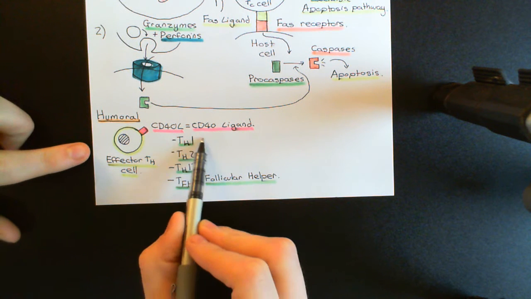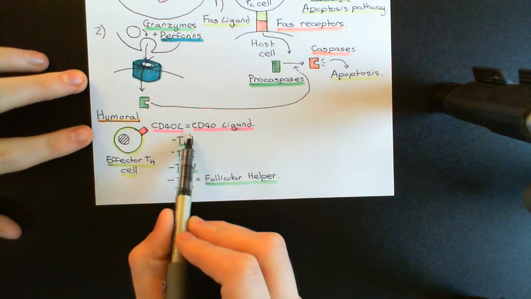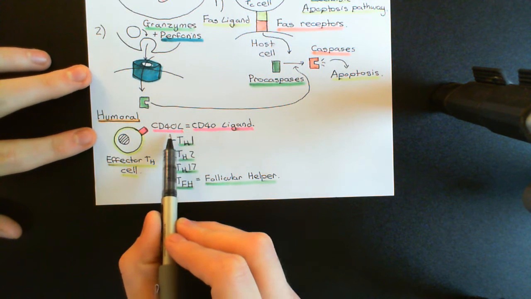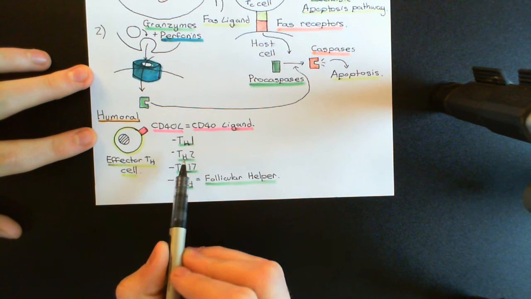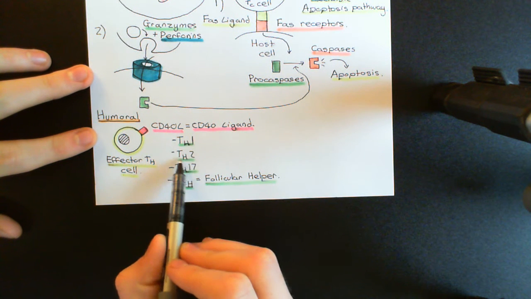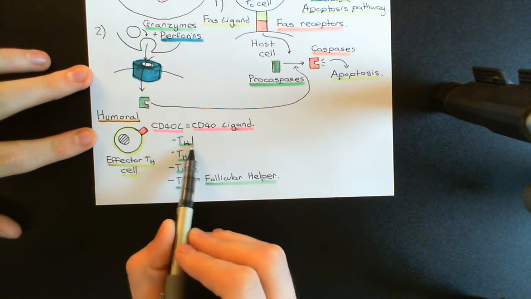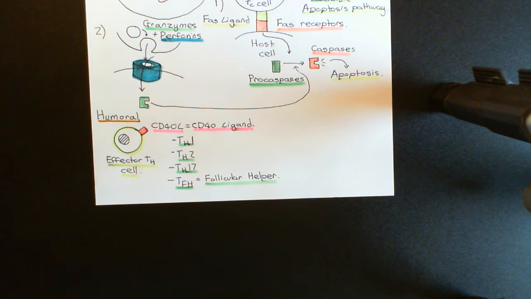So in some you might get a huge number of the effector helper T cells being the T helper 1 type, whereas in others you might get loads being the T helper 2 type and not very many being the T helper 1 type. So the ratio of production of these different types of effector helper T cells is different in different humoral adaptive immune responses, and it's not well understood what determines the ratio that you produce these different types in.